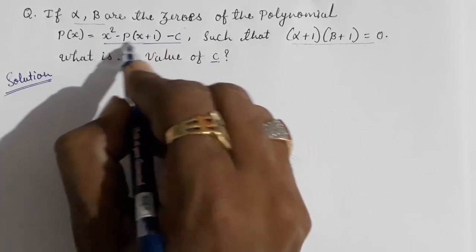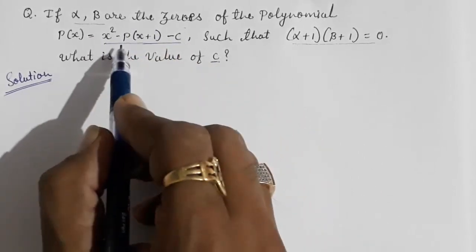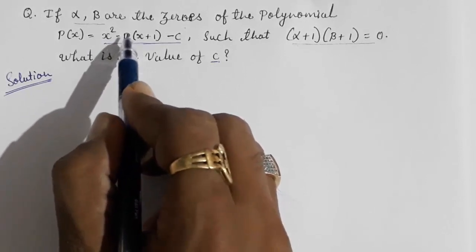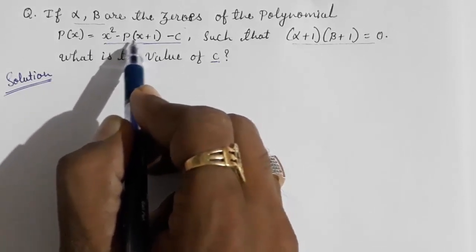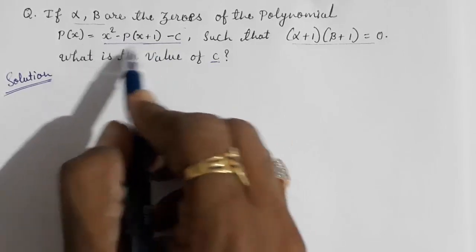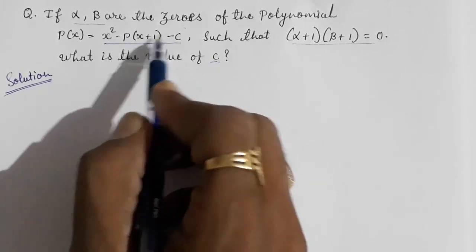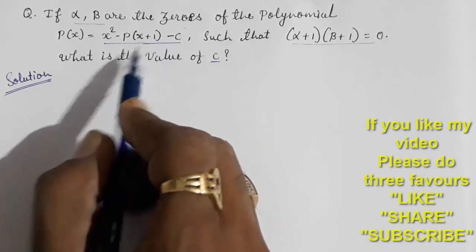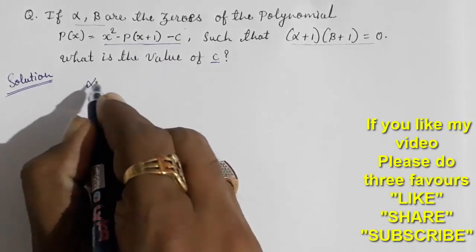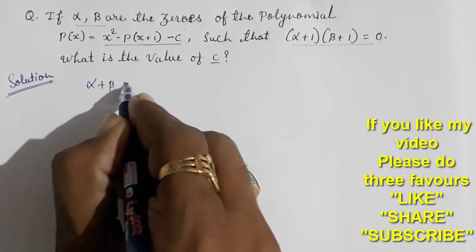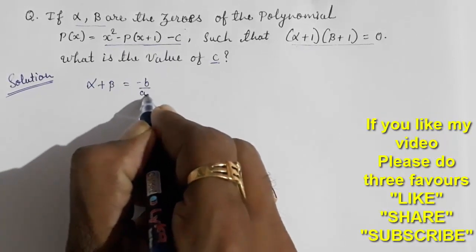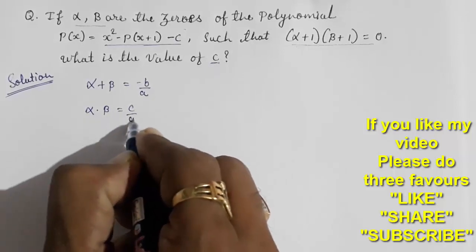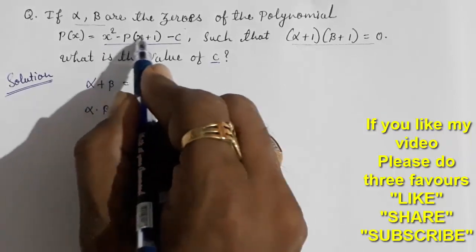So first thing, whenever any quadratic equation is given to you, either you can find the zeros by splitting the middle term, or you can find the sum and product from that quadratic equation. Here we cannot find the zeros by splitting the middle term because we don't have the value, but here we can find the sum and product of the zeros. So how can we find them? We know that alpha plus beta equals minus b by a, and alpha into beta equals c by a.